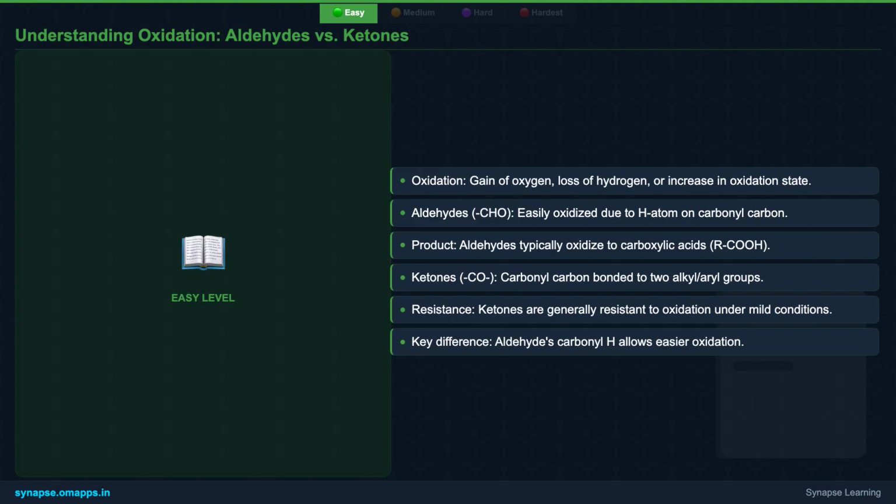On the other hand, ketones, characterized by a C=O group bonded to two alkyl or aryl groups, are generally much more resistant to oxidation under mild conditions. This fundamental difference is crucial for their identification and synthetic applications.